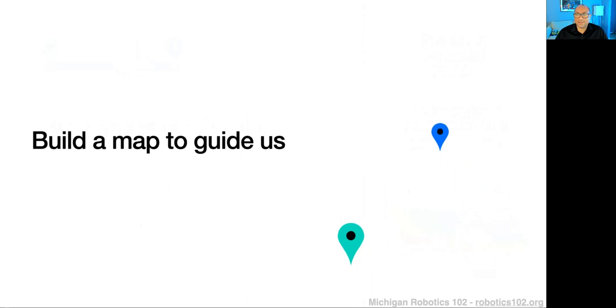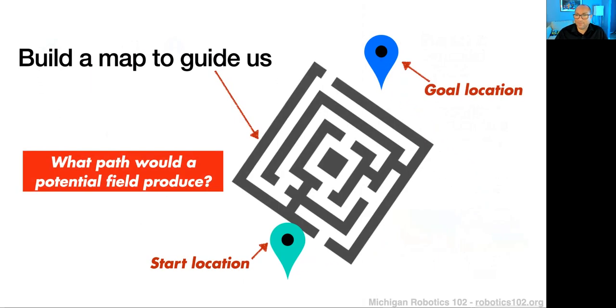And so if we took our potential field and tried it in this case for our maze, what kind of path will we get from our robot in this case? So think about it, give it a second. Take a sip of my coffee right here.